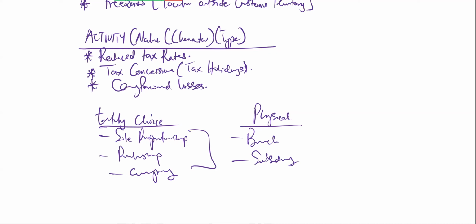Sir, please, the sole proprietorship, partnership, the third one is what? Company. The entity choice, yes, company. The third is company. Okay, thank you.